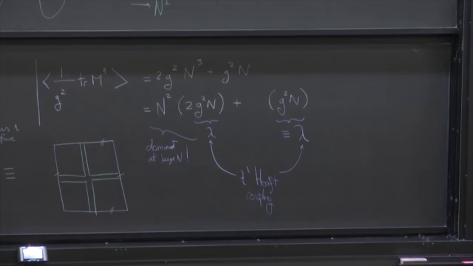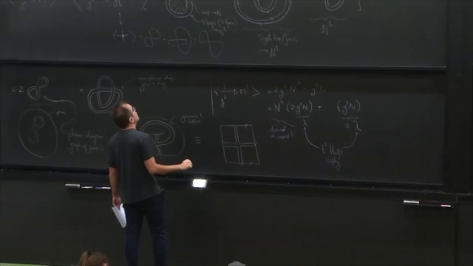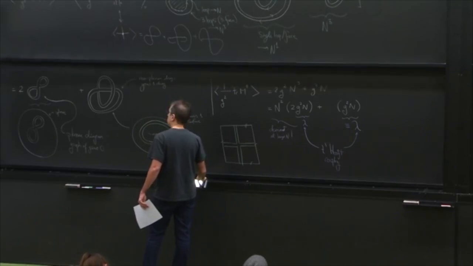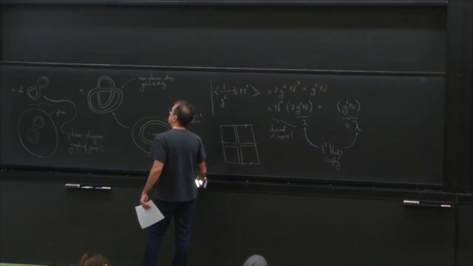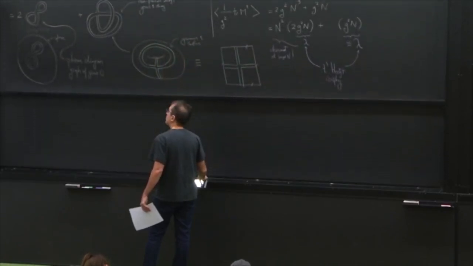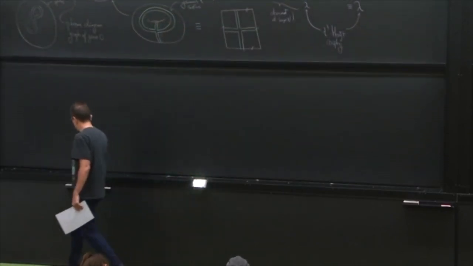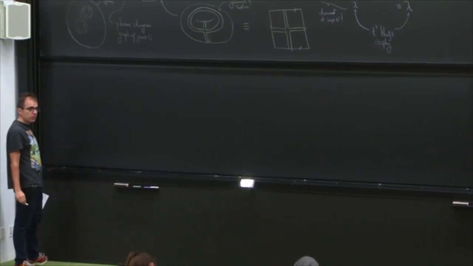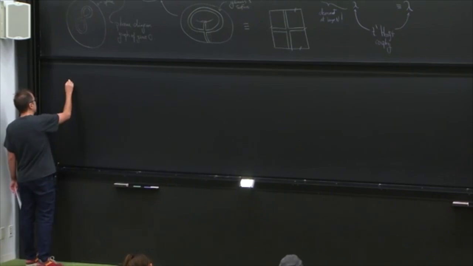Now, let's work out one more example. I have time. And after working out this example, we will prove a general theorem. Let's work out another example. Let's suppose now I have the cubic coupling. We did the quartic coupling. Let's do the cubic coupling.